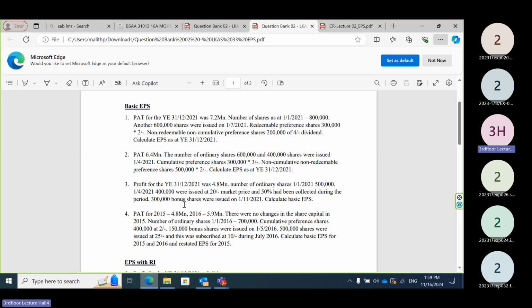The reason is, once you are having a bonus issue, there's no cash inflow. There's no cash contribution to give a new kind of weightage, right? That's the basic logic. Okay, thank you, sir. This is okay.